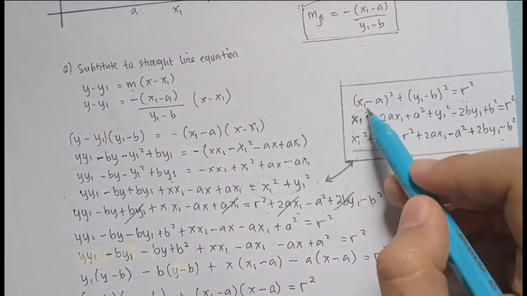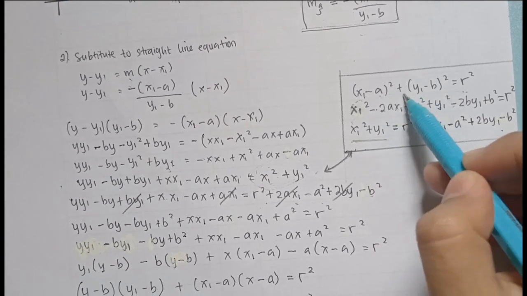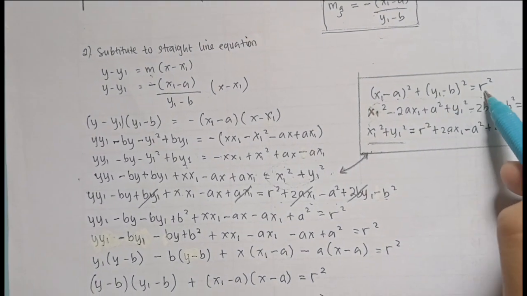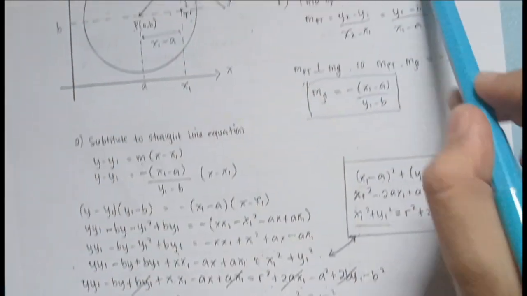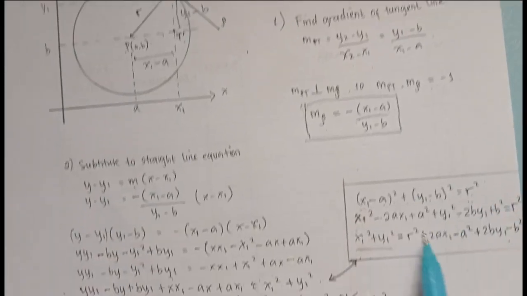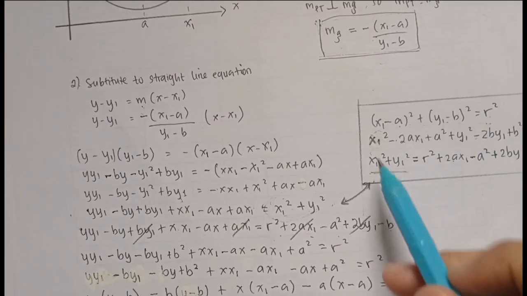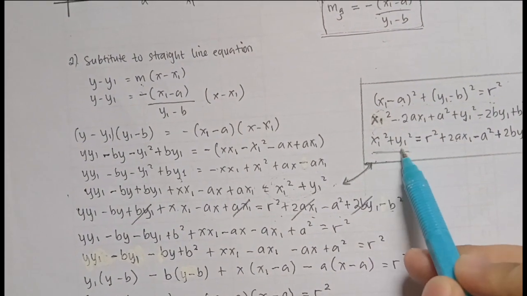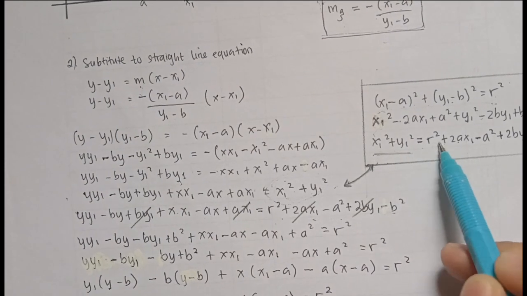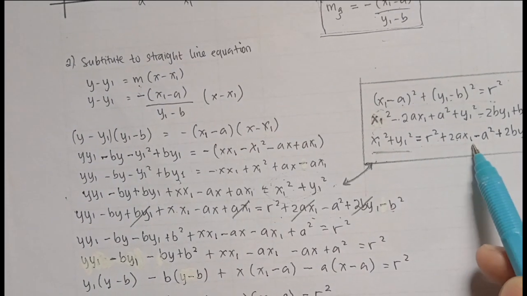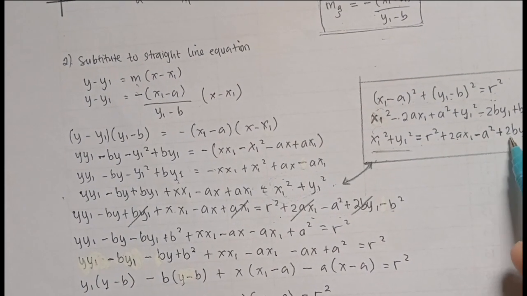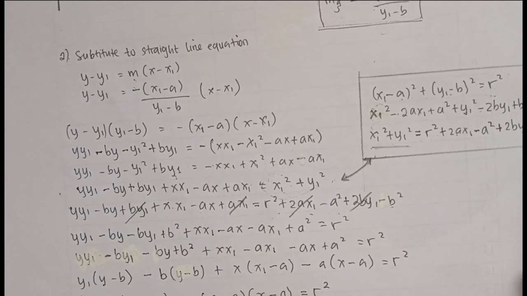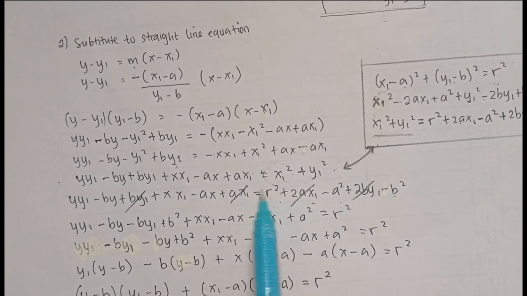form this (x1 minus a) square plus (y1 minus b) square is equal to r square from the circle equation at the center point. So we can expand the algebra form until we find x1 square plus y1 square is equal to r square plus 2x1 minus a square plus 2by1 minus b square. We substitute the value.